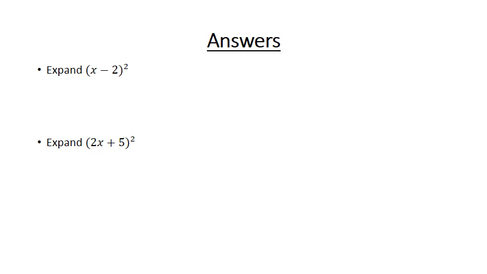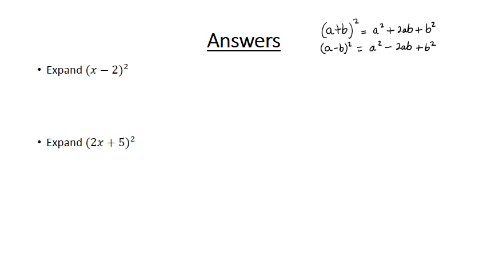Alright, so let's see how you went. Now remember that with our formulas, if we've got positive in between the a and the b, we're going to end up with a squared plus 2ab plus b squared. And if we have a negative in between the a and the b, we're going to end up with a squared take 2ab plus b squared.